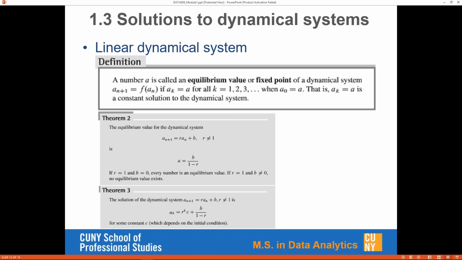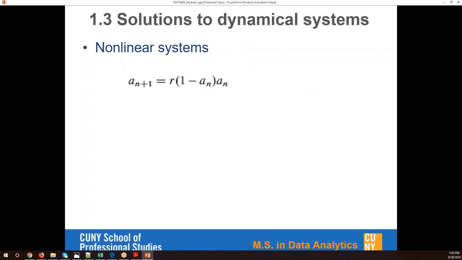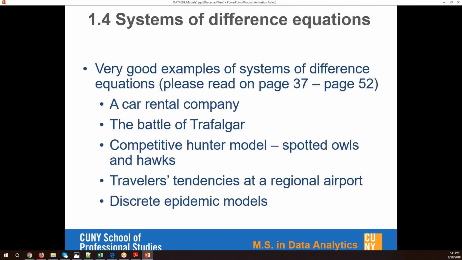Okay, which depends on the initial solution condition. And then we quickly discuss the nonlinear system. That is to say that the current value is a nonlinear relationship of the previous value. You can see here the current value is A sub n plus 1. The previous value would be A n squared. That's why this relationship is nonlinear.